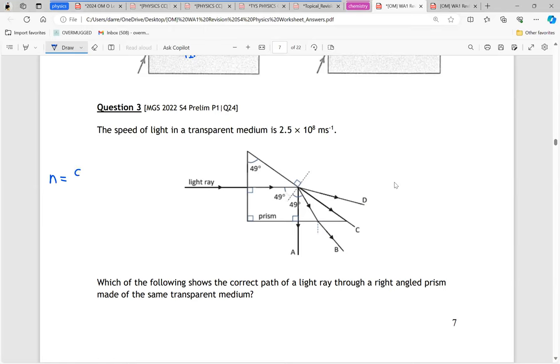And that is done by taking speed of light in vacuum over speed of light in medium. This is 3.0 times 10 to the power of 8. I purposely revised with you all just now because we needed to use it here. What is the speed of light in the medium? It is given, right? 2.5. You don't go and torture yourself by typing in 10 to the power of 8. Just take 3 divided by 2.5. Okay, you get 1.2. Now we know our refractive index is 1.2. More importantly, after we have found the refractive index, what do we need to do? After we find n, what should we use this n to find next?